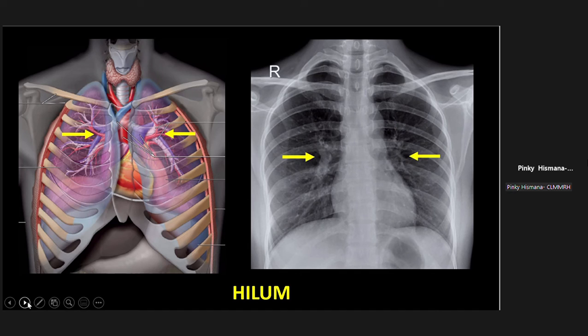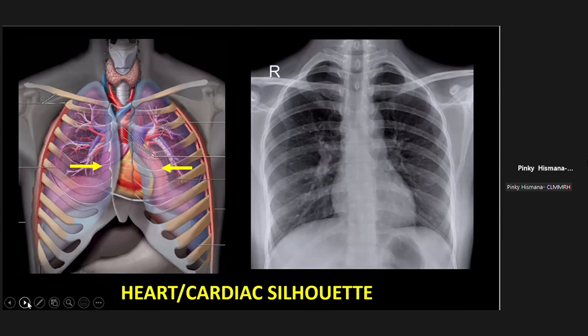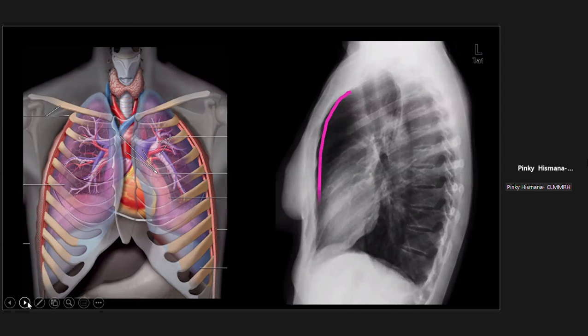So we have the right hilum and the left hilum. Then, of course, we have the heart or the cardiac silhouette. We'll be discussing this one thoroughly as we go along.